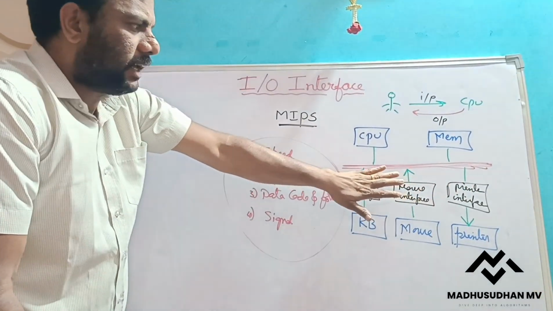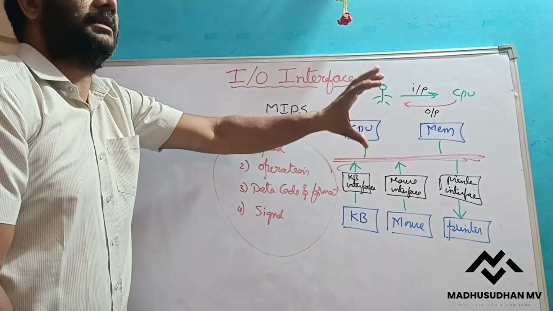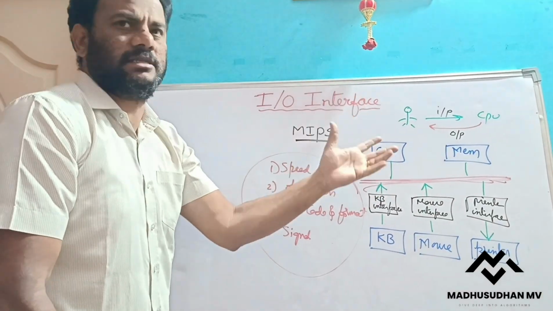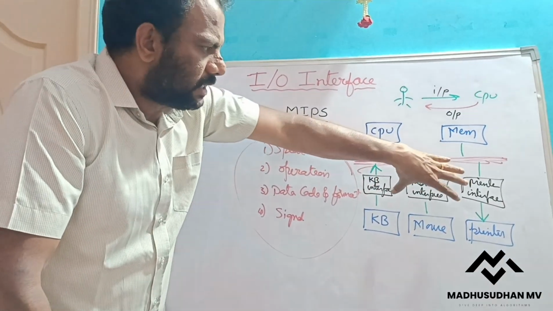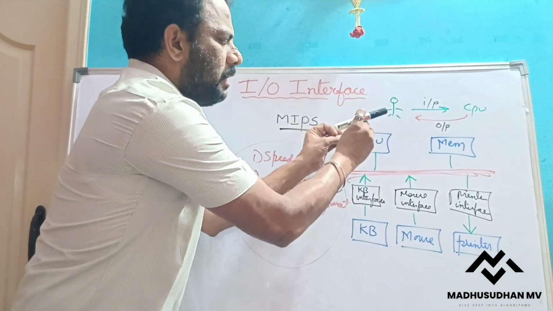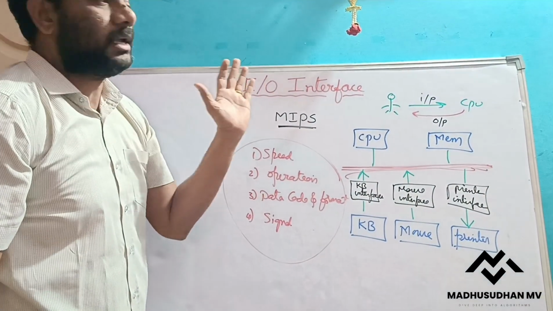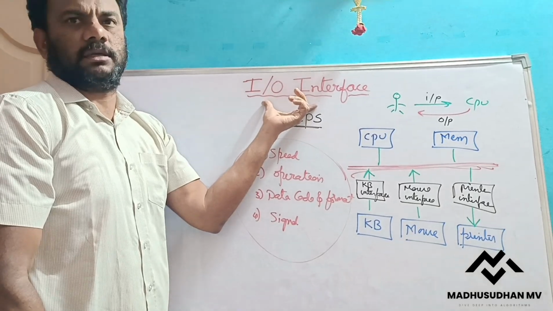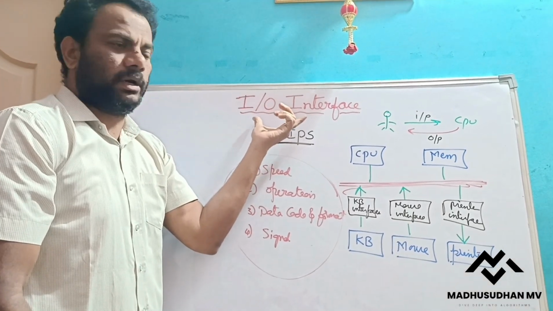This interface acts as a converter or translator, whatever you call it. Through this interface, it is possible to make communication happen between the processor and the IO devices. So that is what the IO interface is. I hope you understood the interface.